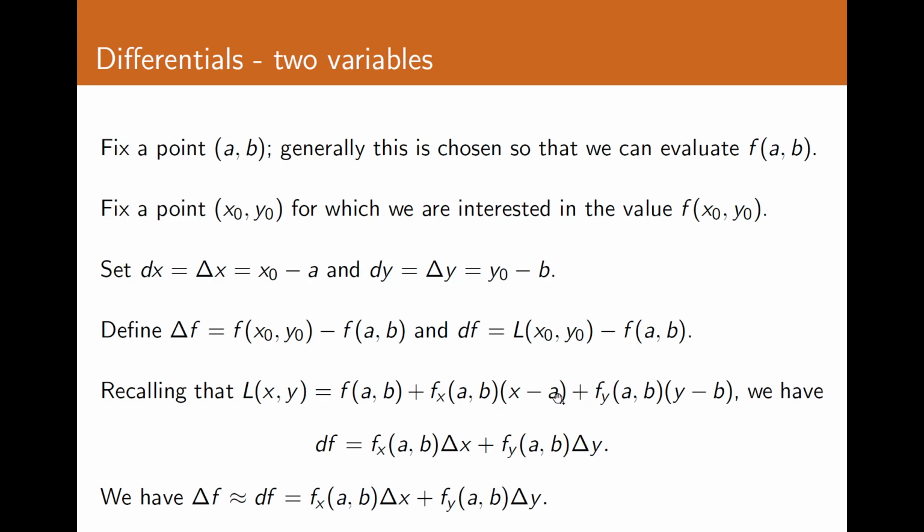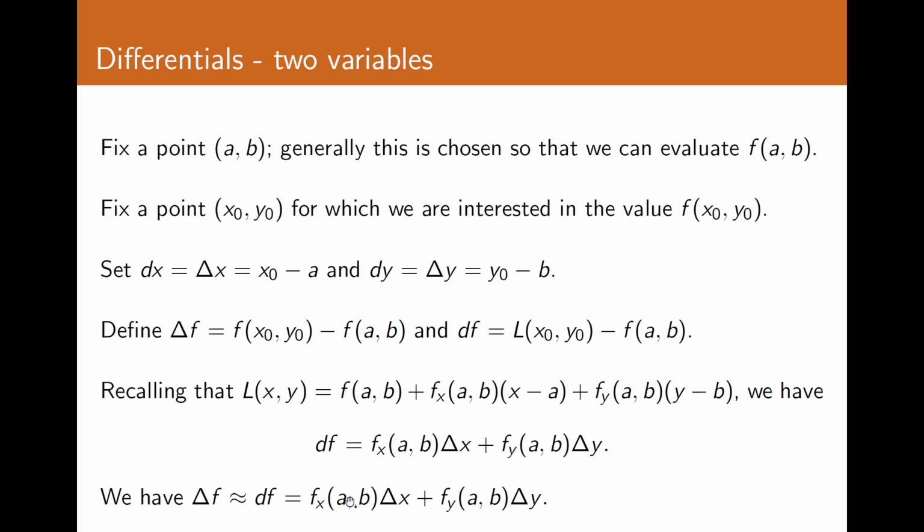So maybe pause the video here and make sure you understand where this is coming from. You're just looking, df is the difference between these things, so go ahead and plug x0, y0 into this equation, subtract f of ab from it, and check and make sure you understand where this equation is coming from. So just as in the case of a single variable, we have delta f is approximately df, and now df is given by this equation here.